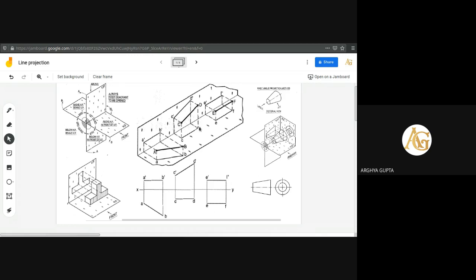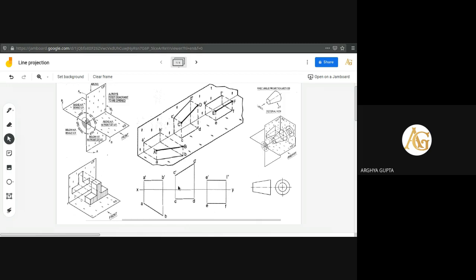So the length small cd, the top view of that line, is not 50. It is reduced somewhat. But the front view of the CD line is the true length, because it is parallel. So on the vertical plane, the true length of the line will be obtained.